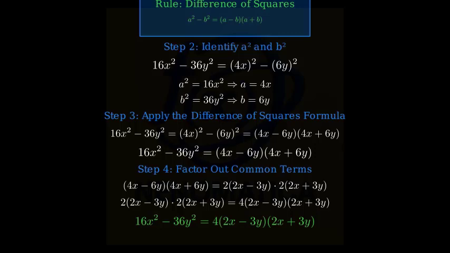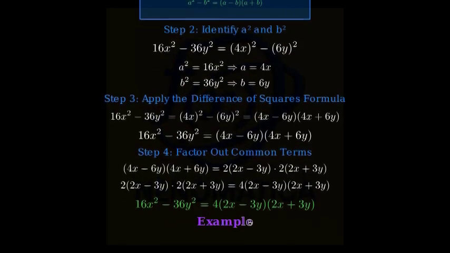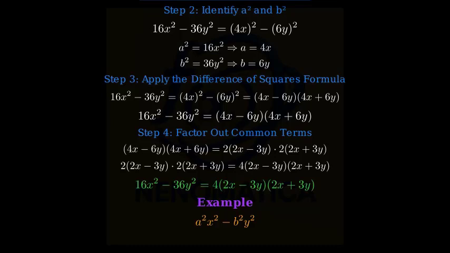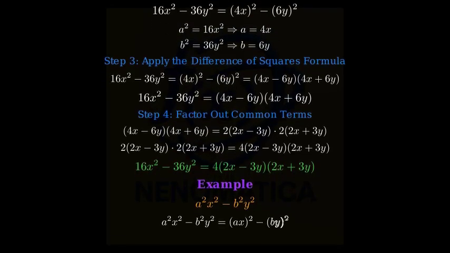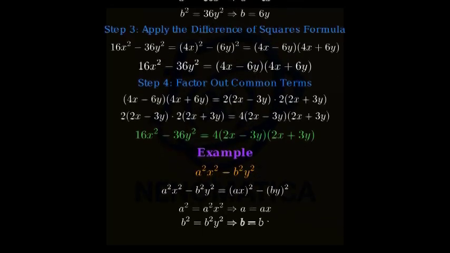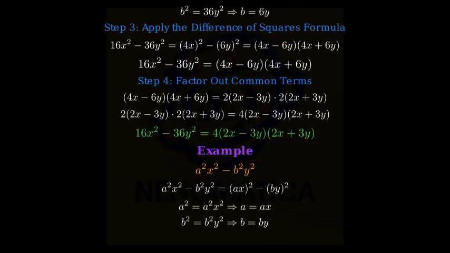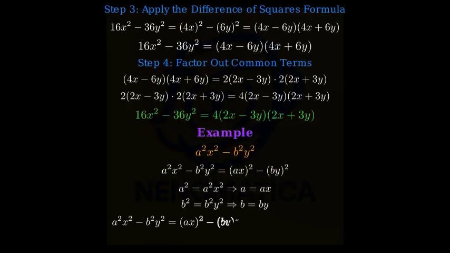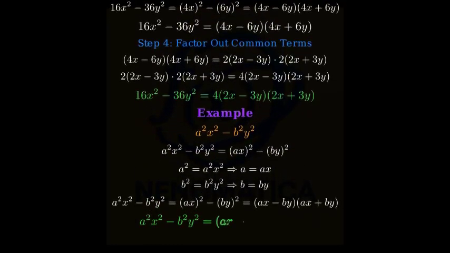Let's move on to our second example, which demonstrates a more general pattern. We have a squared x squared minus b squared y squared. For this more general example, we'll apply the same difference of squares formula. We identify a squared x squared as a squared, which means it equals ax. Similarly, b squared y squared is b squared, so b equals by. Applying our formula, we get ax minus by times ax plus by.